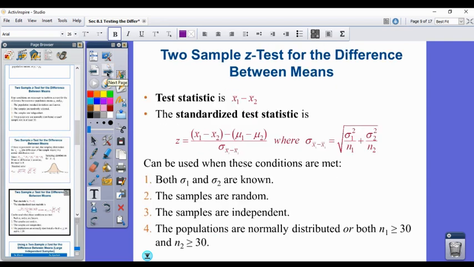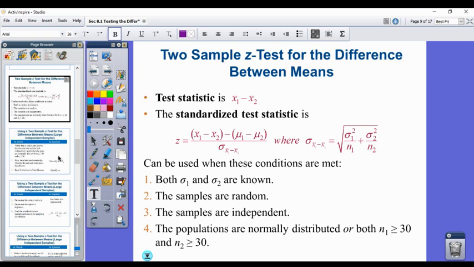So our test statistic in this case is going to be the mean of sample 1 minus the mean of sample 2. And to find our standardized test statistic, we are going to use the following formula here. This μ1 minus μ2, that's the 0 that I was talking about on one of the earlier slides. Okay. So again, these are our conditions that we need to have for this.